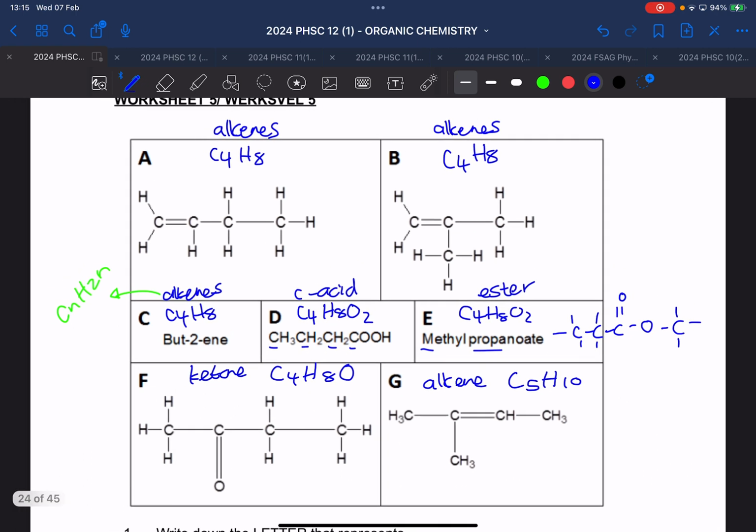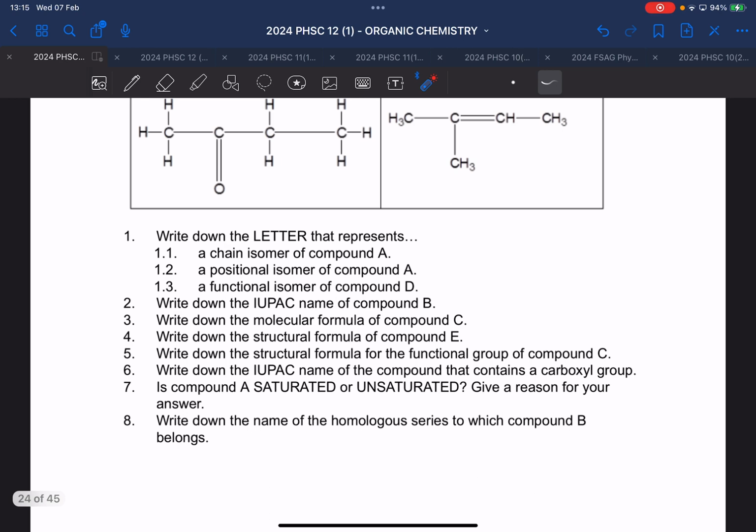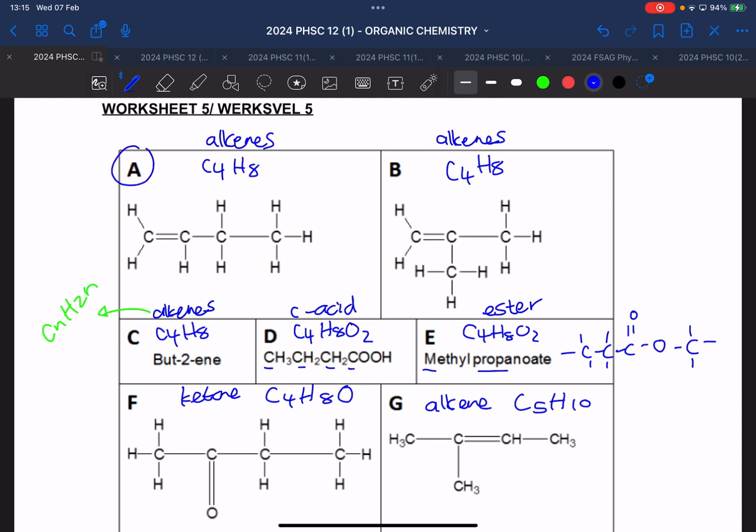Right. So the first thing that I did is I wrote down to which homologous series they all belong to and their molecular formula. Alright, now I read the question. It says, write down the letter that represents a chain isomer of compound A. Okay, so where's compound A? There's A. That is the molecular formula. So it must have exactly the same molecular formula, either this one or that one.